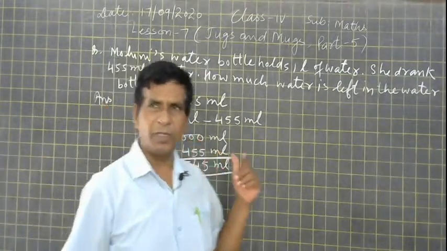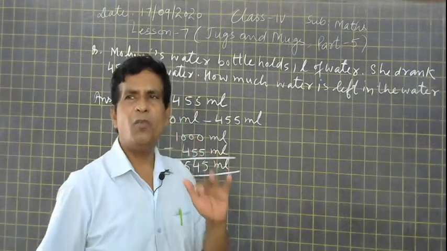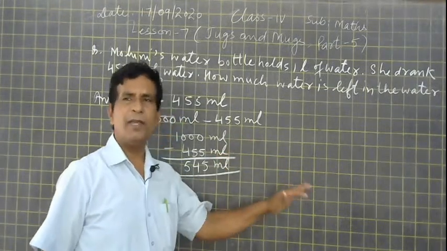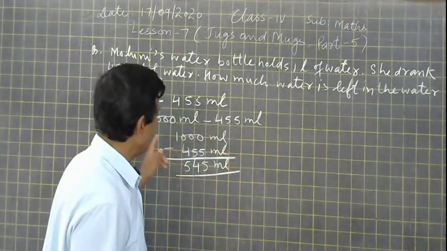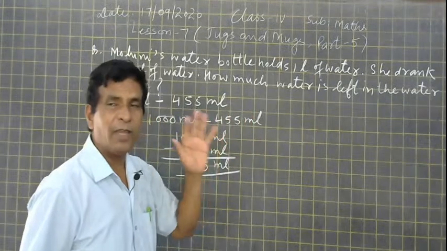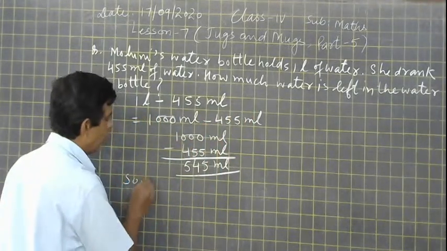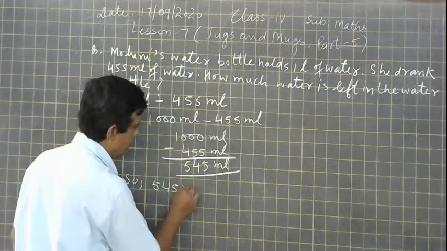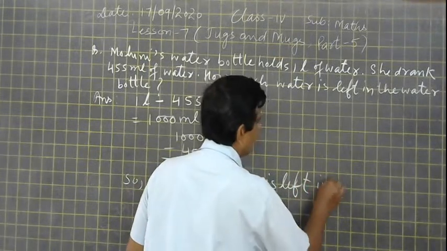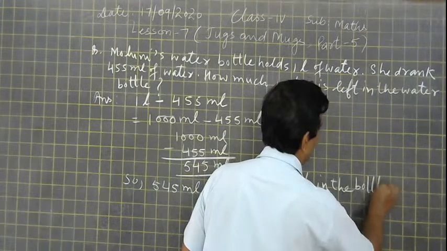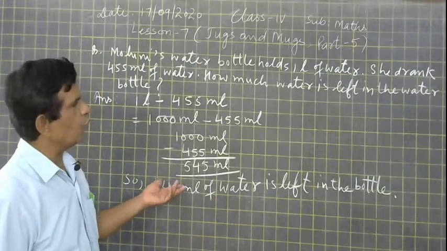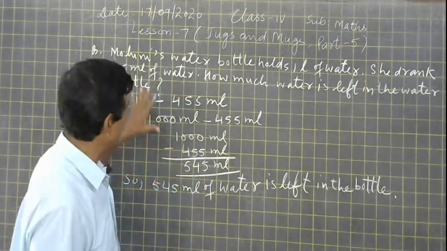As I put a remark in your worksheet also, you are just multiplying or adding the digits or quantities, just numbers, and you are leaving it, but it is not the complete answer. Here we have to write what the question is asking: how much water is left in the water bottle. So we write here, 545 milliliter of water is left in the bottle. Okay. Now it is the complete answer, and from this line it is very clear what is asked in the question.